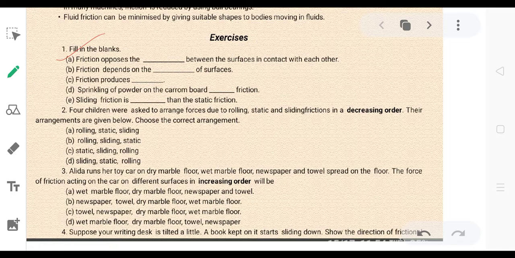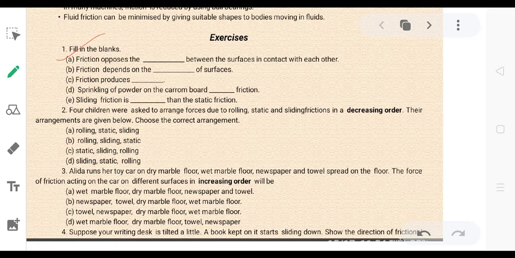Powder is sprinkled on the carom board so that friction is reduced. Number E: sliding friction is greater than or less than the static friction. So sliding friction is less than the static friction.